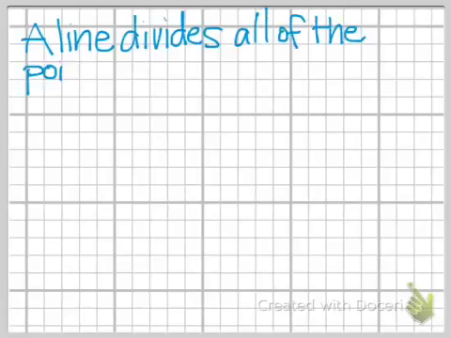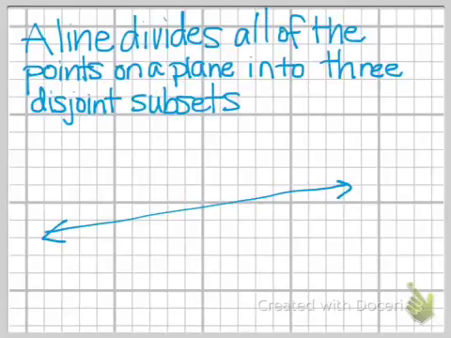So a line divides all of the points on a plane into three disjoint subsets. That means you have three different sets. They're not overlapping at all. That's what disjoint means. They don't overlap. And you have different subsets.